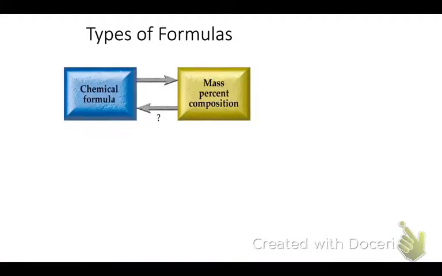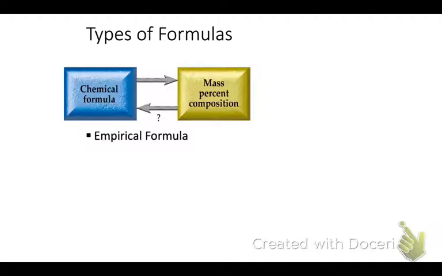When we look at the types of formulas, we will learn how we can get the chemical formula from the mass percent composition, and vice versa. The mass percent composition can give us a formula. So there are definitions of two types of formulas we deal with in chemistry.